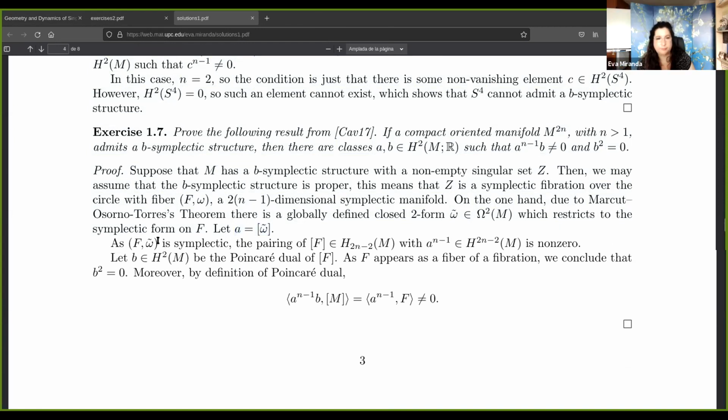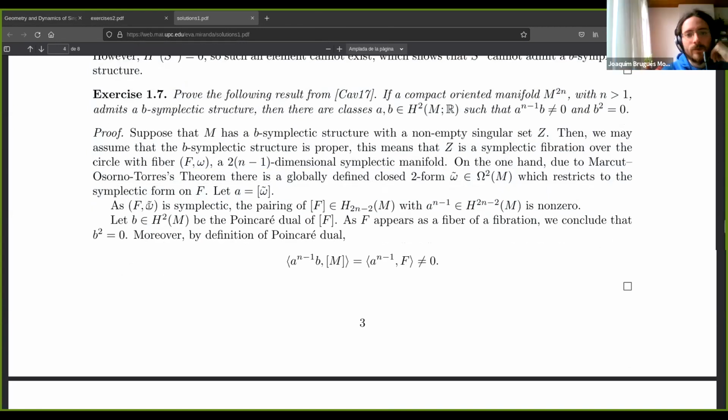Perfect. Okay, and now, if we take any of these leaves, take a particular leaf, of course, this is a class in the homology, let's say in the singular homology of the manifold. So it can be paired with its Poincare dual that lies in cohomology.